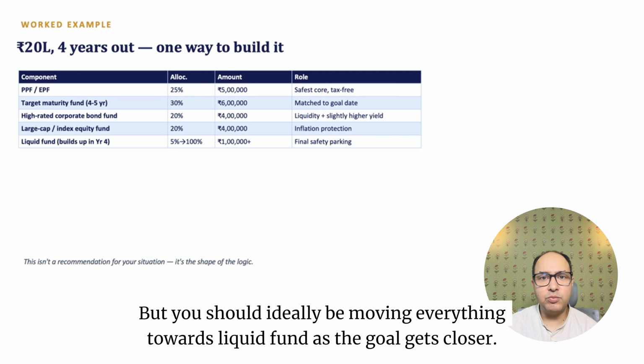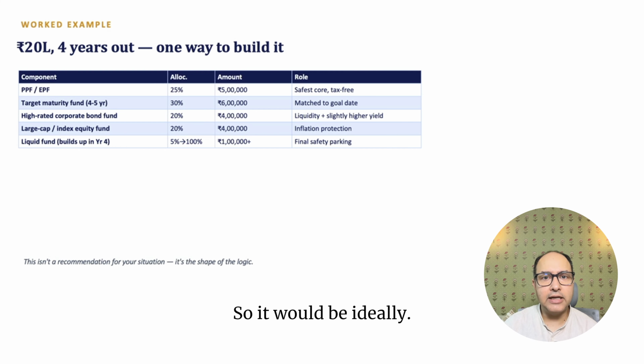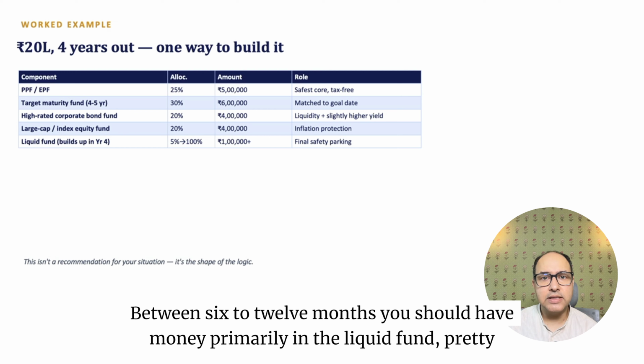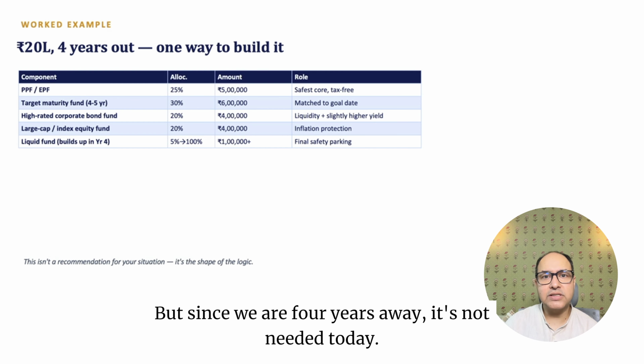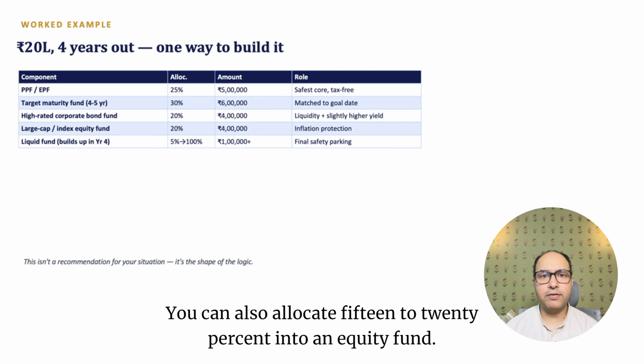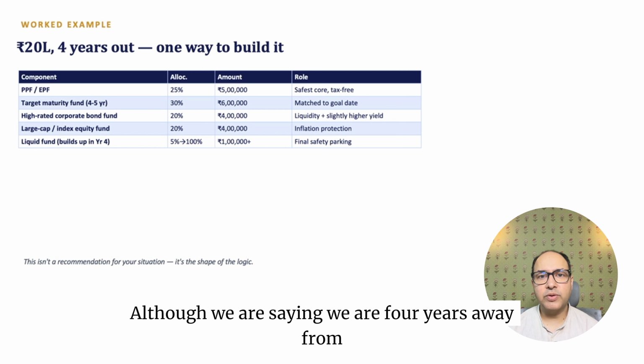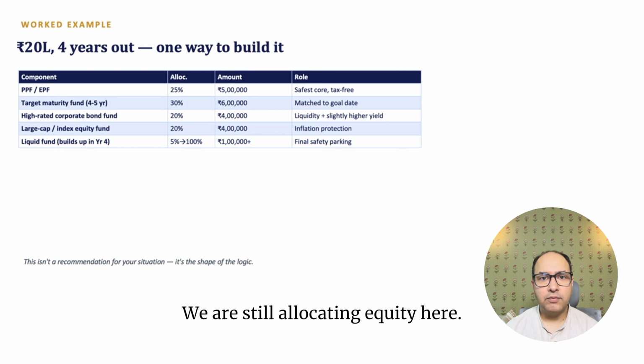But you should ideally be moving everything towards liquid fund as the goal gets closer. So it would be ideally between 6 to 12 months, you should have money primarily in the liquid fund, pretty much everything. But since we are 4 years away, it's not needed today. You can also allocate 15 to 20% into an equity fund. Although we are saying we are 4 years away from our requirement, we are still allocating equity here.